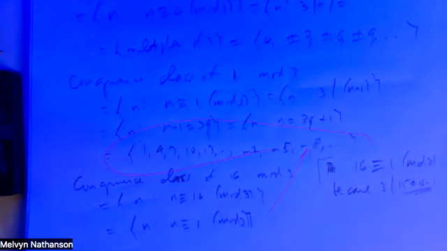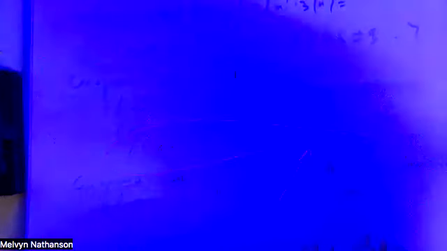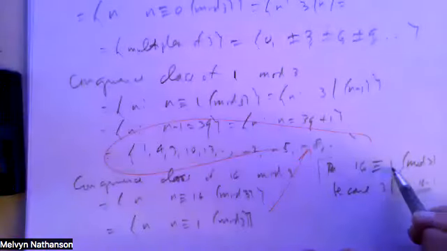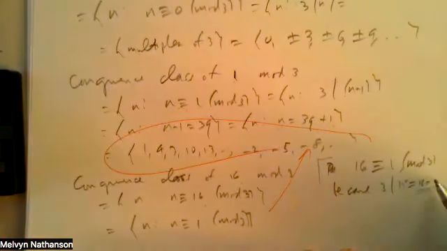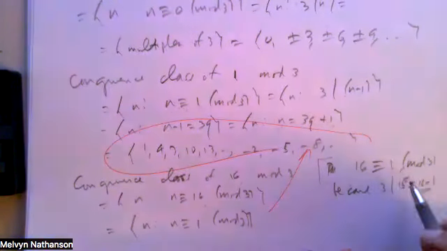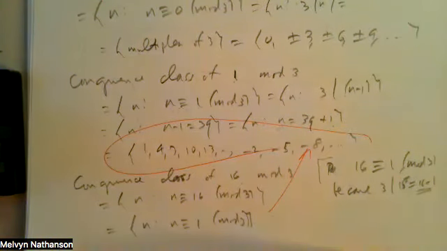What does that side say? 16 is congruent to 1 mod 3, because 3 divides 15, which is 16 minus 1. Right? 16 minus 1 is 15. What's that 3q plus 1? What is that for? What's the q?